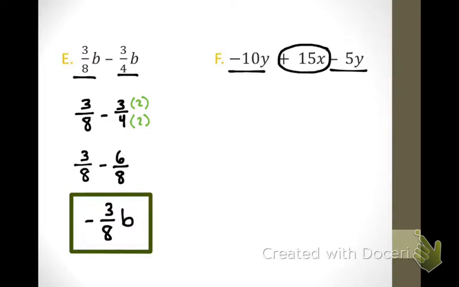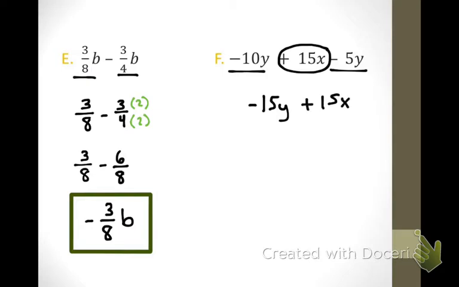Now what I'm going to do is combine my like terms. Let's combine the y family first. Negative 10y and negative 5y. Same sign or different sign? Same sign. Add and keep. What is it? 15. Negative 15y. And what do I do with the next part? You bring it down.